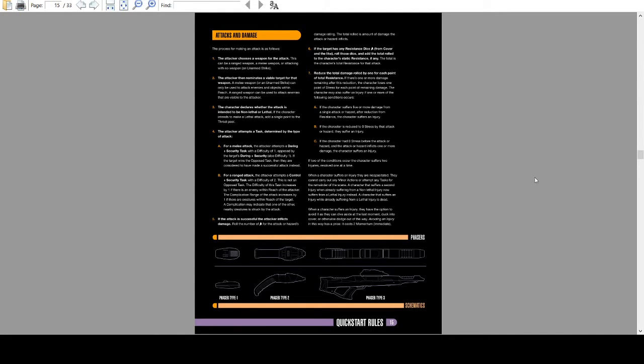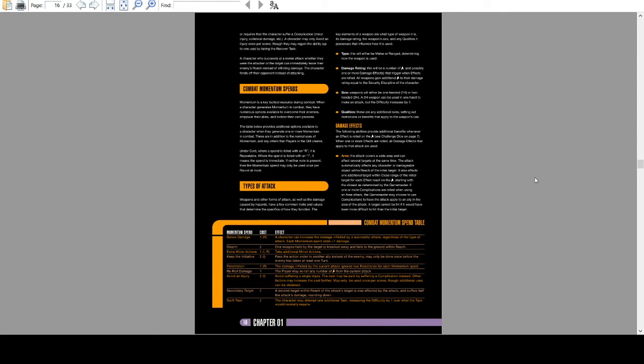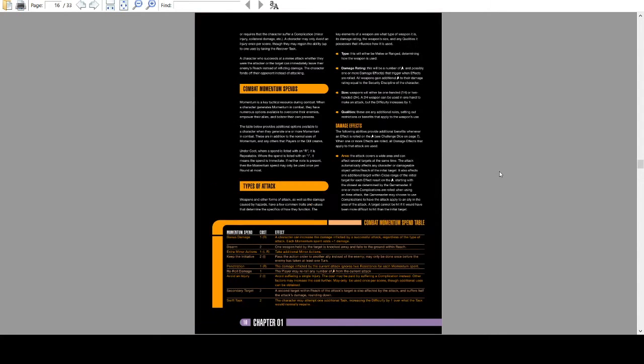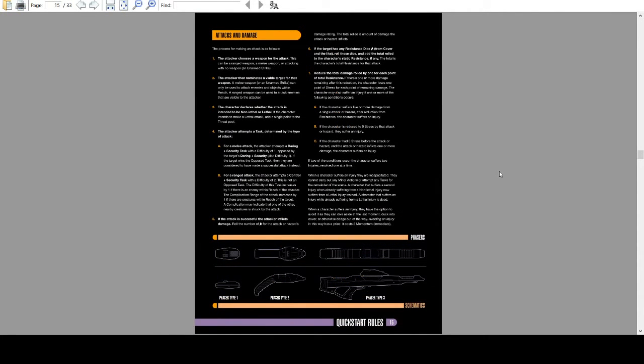And obviously momentum plays a role in combat as well as in normal tasks. Then we'll see into the last areas, where we learn about types of attacks, and particularly the damage effects, which I think has a lot of factors involving the weapons being used in the Star Trek Adventures game. So let's start with attacks and damages.